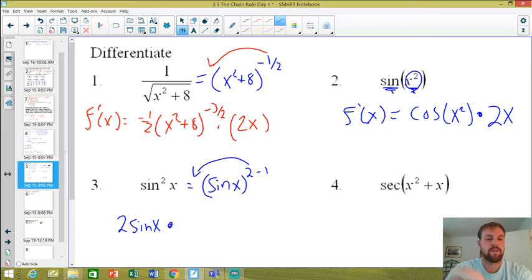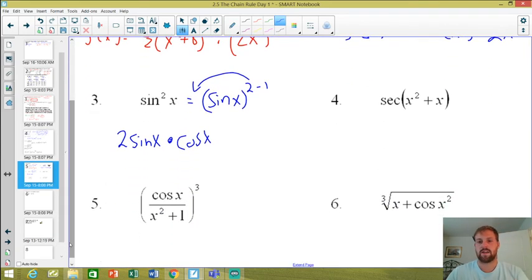And then we multiply by the derivative of the inside. The derivative of sine is cosine. So sine squared's derivative is 2 sine of x cosine of x.